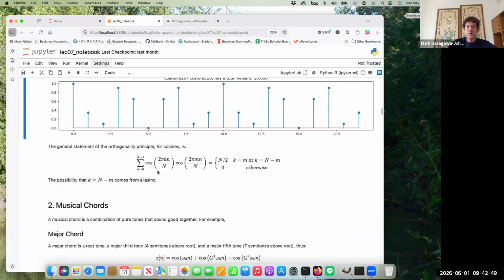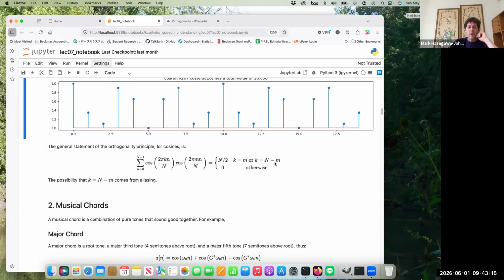And so we get this final formula: if you take the dot product of two different cosines, one with k periods, one with m periods, that dot product is 0 unless k is equal to m or k is equal to m with aliasing. So k is equal to capital N minus m. Those are the two cases in which we get a non-zero dot product between those cosines.